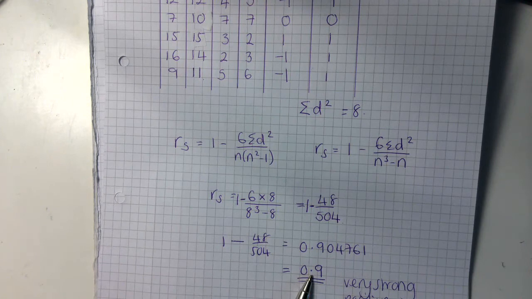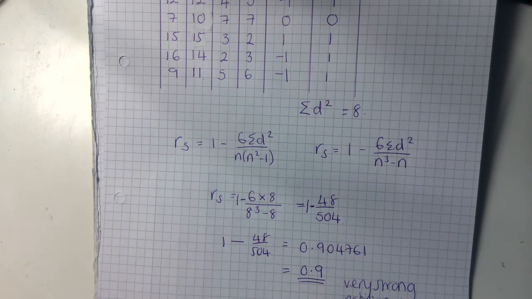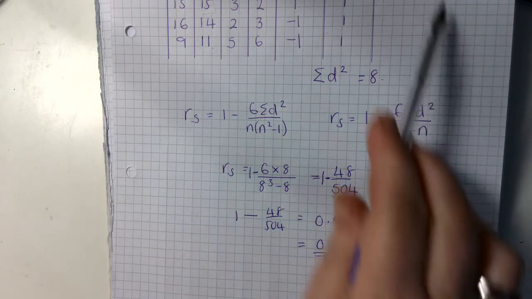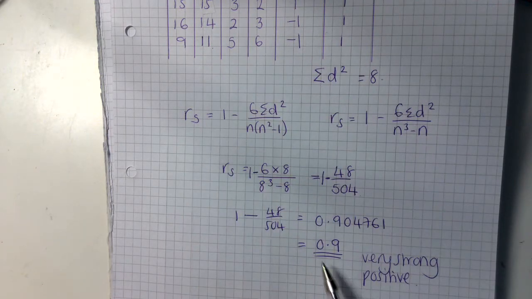Because this is quite near to 1, we know it's very strong, and we know it's positive because it's not a negative number. So therefore you would say that the correlation between the maths and science scores is positive. It's a very strong positive.